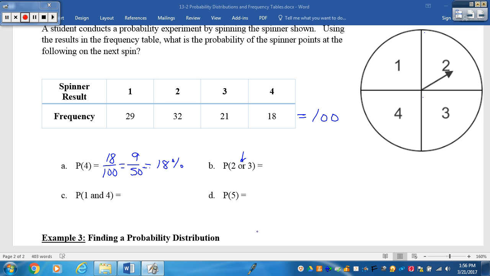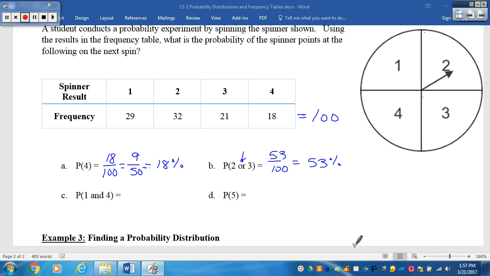So as I look at this, let's see what we end up having. Experimentally, when we did this, we had 32 that came up as a 2, 21 that came up as a 3, and so 53 out of 100 would have been our answer based off the frequency chart, okay? And so in the end, 53%, there's a 53% chance that you're going to spin a 2 or a 3, okay? Slightly greater than a 1 or a 4.